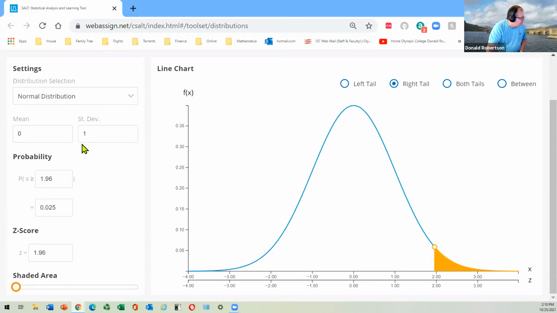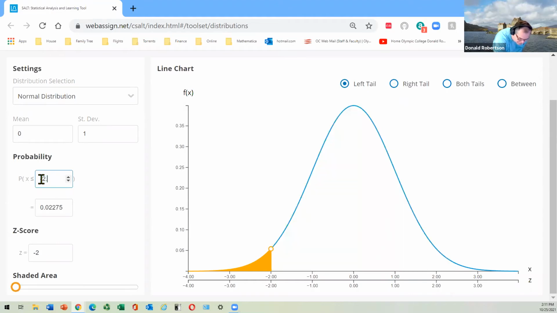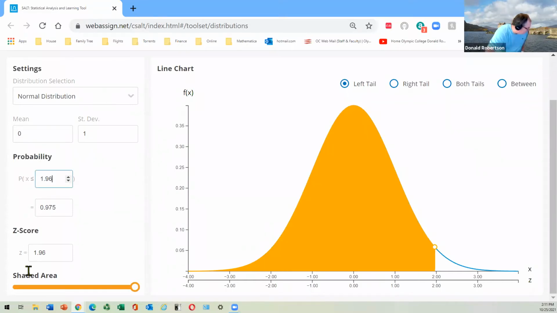How about negative 2.33? Nobody noticed what I forgot to do. Are we finding less than right now? Aren't we finding more than? Shouldn't have done this guy. Negative 2.33. There we go. So, wow, look, isn't that tiny? 0.0099. What about less than the first number again then? What about less than 1.96? This time it's the correct answer.